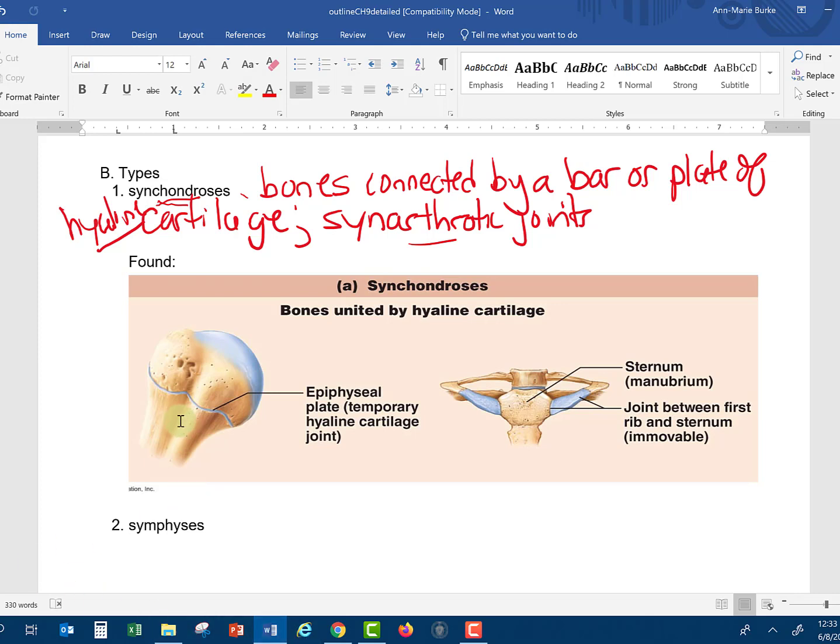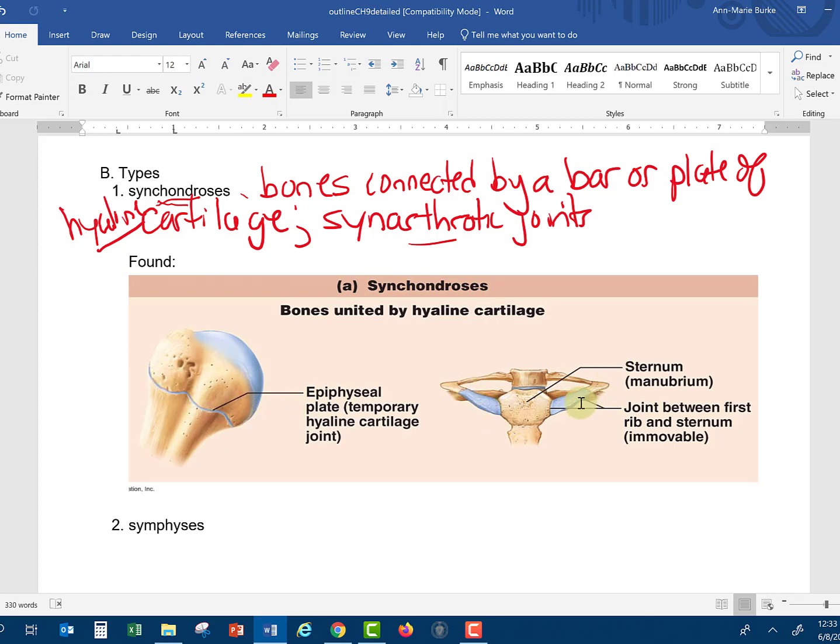Here are two examples of synchondroses. Here we have a wedge of hyaline cartilage. So this is a wedge, a bar or a plate, and it's called the epiphyseal plate. You remember learning about this in chapter 6. This is only found in children, so it's temporary, because remember it eventually turns to bone, and then it's called the epiphyseal line. Synarthrotic, no movement.